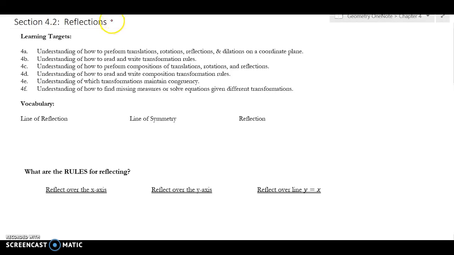All right, what we're working on today is reflections. We need to be able to do reflections, how to find the coordinates, and be able to determine when things are reflected and how they're reflected. So the line of reflection is kind of the line of symmetry. And so if I have a point here, it's reflected on this side.